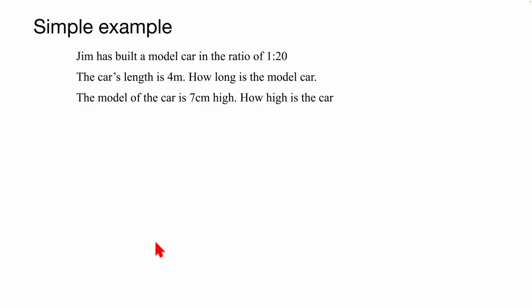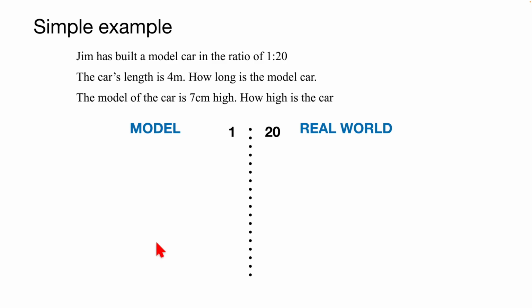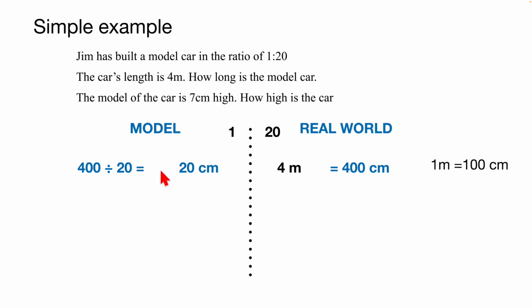Let's have a look at a question. Simple example. Jim has built a model car in the ratio 1 to 20. The car's length is 4 metres. How long is the model car? So again, we're dividing here between the model and the real world, and the ratio is 1 to 20. The car's length is 4 metres. We remember that 1 metre is 100 centimetres, so let's multiply 4 by 100. This is equal to 400 centimetres. The ratio is 1 to 20, so to go this way, we have to divide by 20. 400 divided by 20 is 20 centimetres.